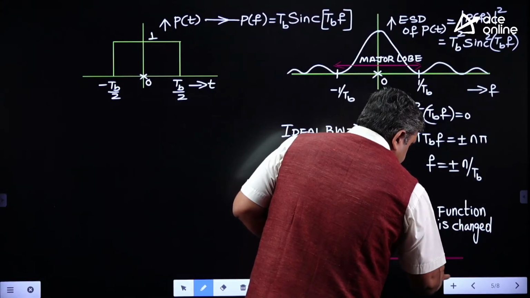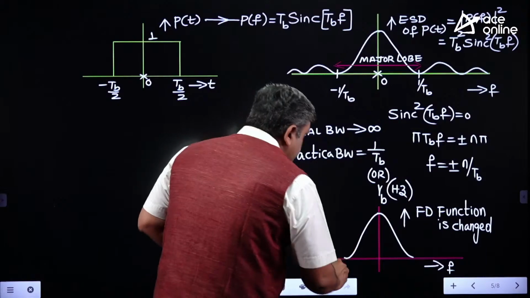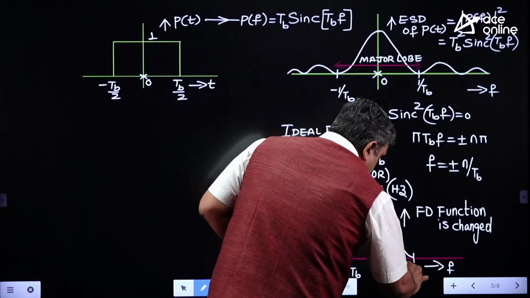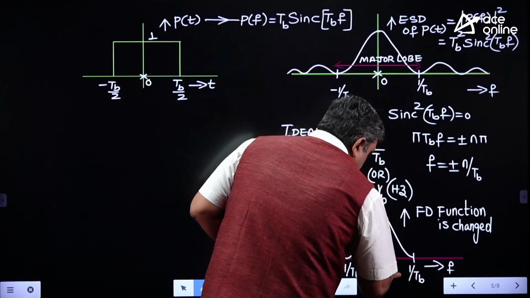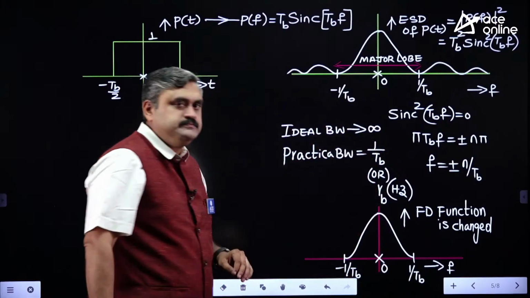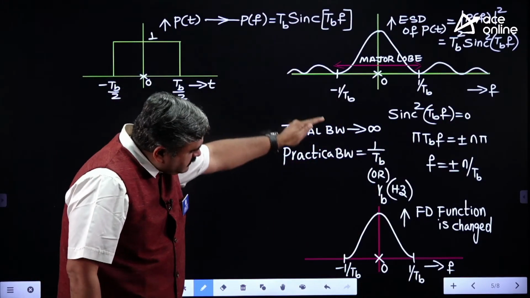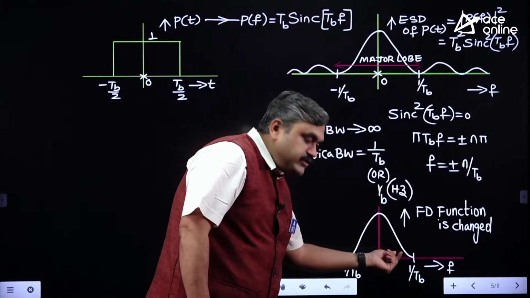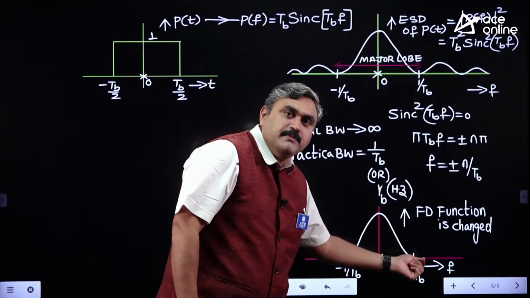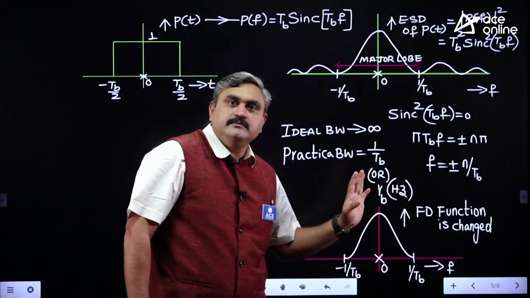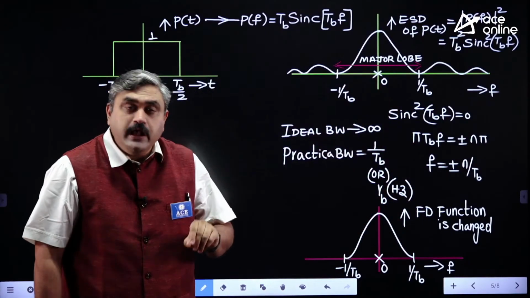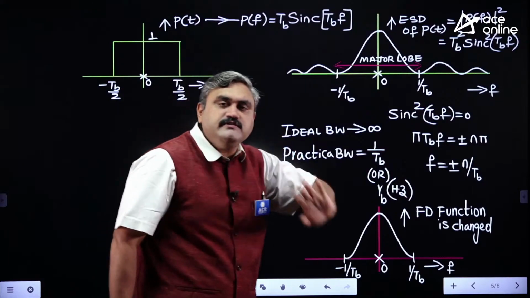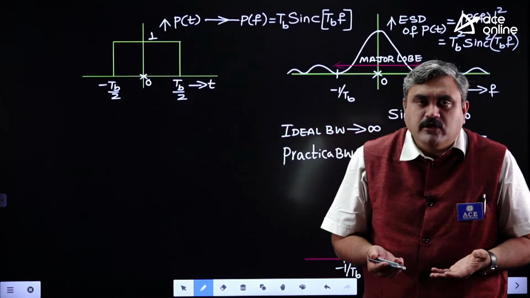X-axis is f. I have restricted only to the major lobe from minus 1 by Tb to plus 1 by Tb. Correct or not? Now when you restrict your function to a particular high frequency, what I am doing is passing all my low frequencies, but whenever high frequency components come, they all get stopped because we are restricting ourselves to 1 by Tb. Now, because your frequency domain function has changed, automatically your time domain function also will change or not? It should change. Logically that is correct.